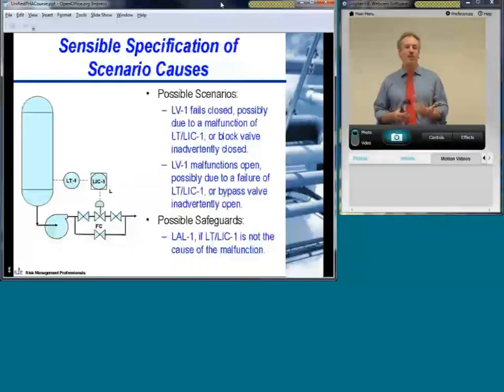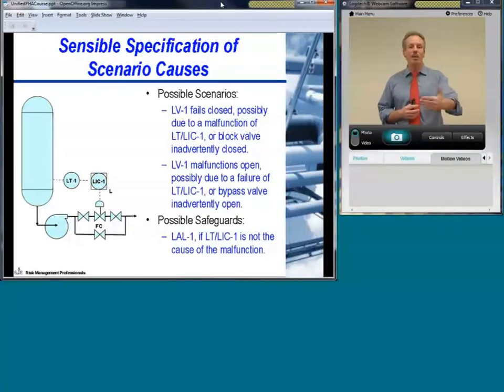How do you deal with that? Again, you're translating. On the left-hand side, you see a schematic representation or a P&ID snapshot of a vessel, pump, and level control feature. You're translating that into what can go wrong. The possible scenarios that can come out of that are on the upper right-hand side. Level control valve 1 failing closed. It's a fail closed valve, possibly due to malfunction of the transmitter, controller, or block valve inadvertently closed.